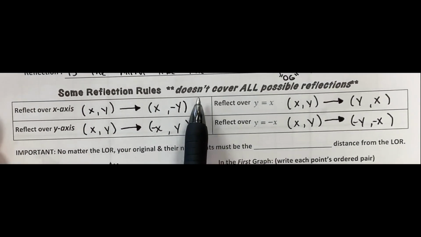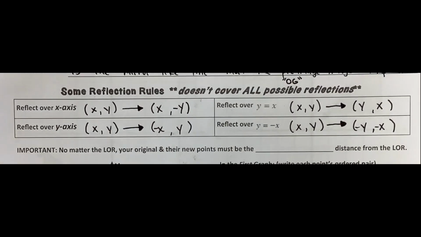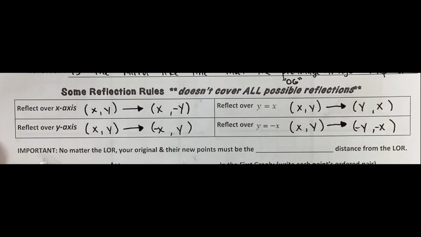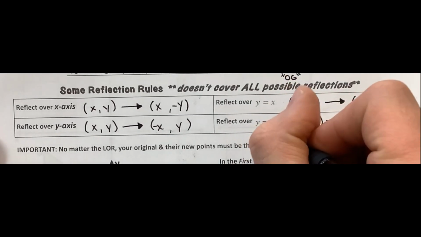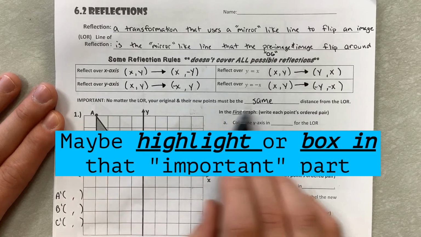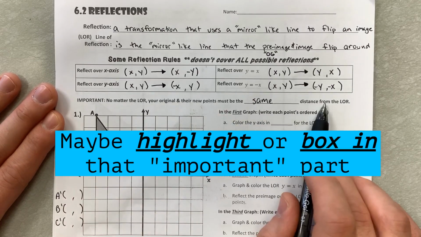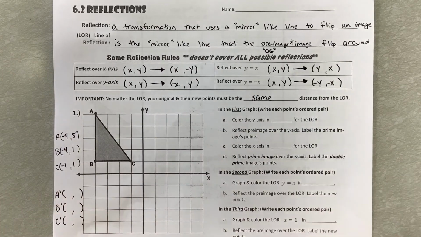And again, these rules don't cover all possible reflections. You'll see one of those today. They're just there to kind of help get you guys started. Also important, no matter the line of reflection, your original and their new points must be the same distance from the line of reflection. And that one little important note is going to help you guys do this by hand, which is a little bit faster than using the rules. You'll see what I mean.